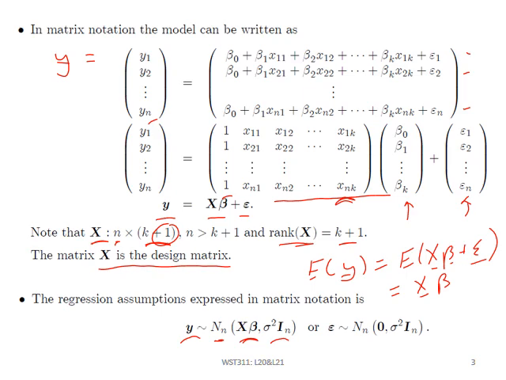Another way of putting the assumptions is to put them in terms of the error, which implies that we have a multivariate normal with an expected value of 0 and a variance as given.